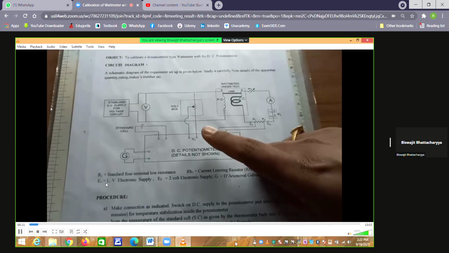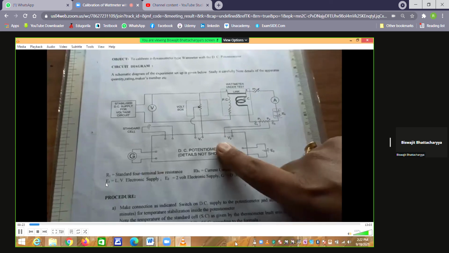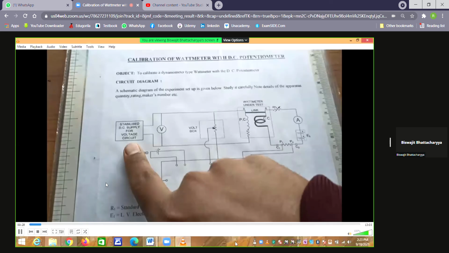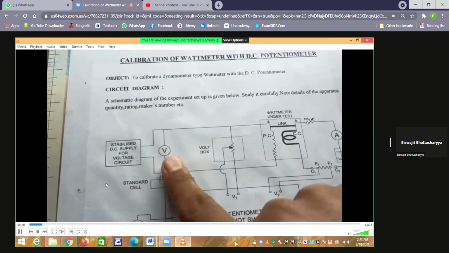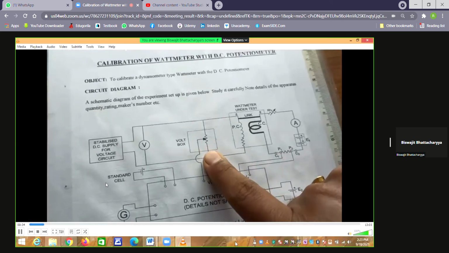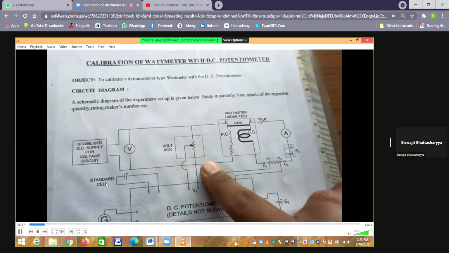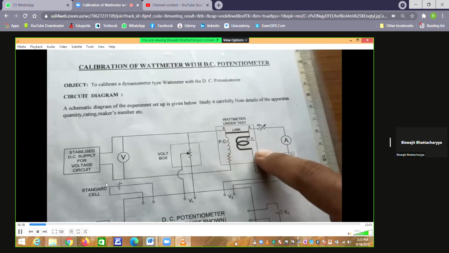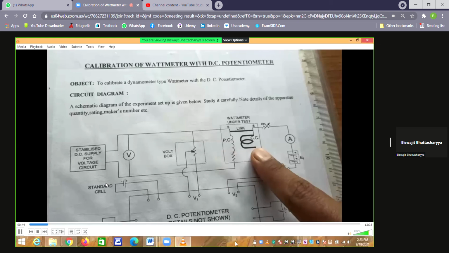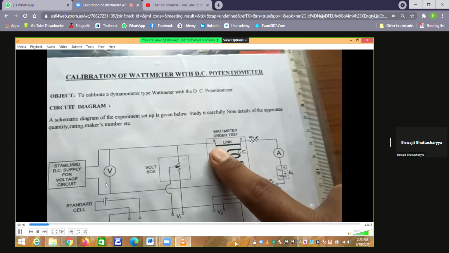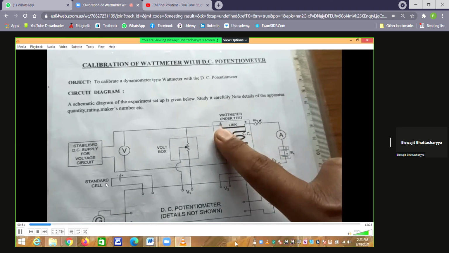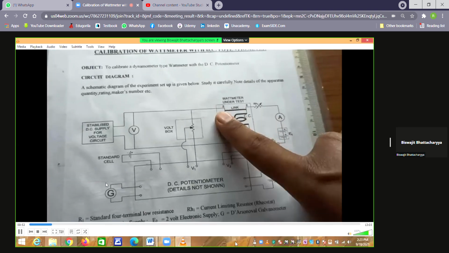Now, this is the circuit diagram of this experiment. You can see here, this is the stabilized DC supply for voltage circuit. The voltmeter to measure the voltage. This is the volt ratio box to step down the supply voltage. This is the wattmeter we are calibrating. Okay, this is the potential coil of wattmeter, and this is the current coil. And there is a link when we want to short this potential coil and current coil, we'll use this.